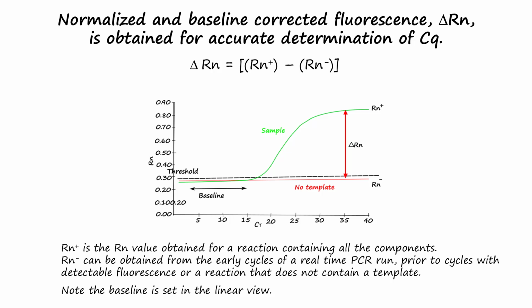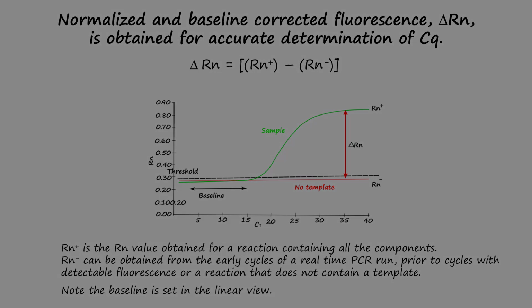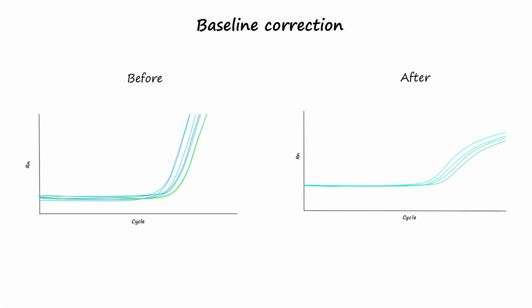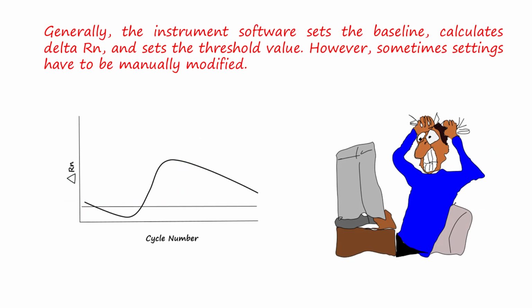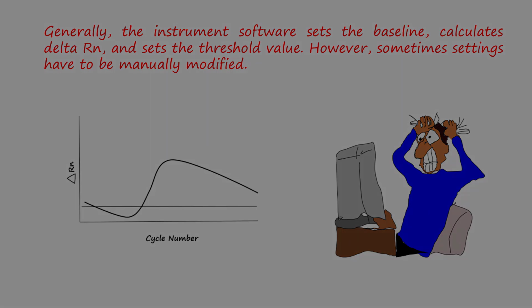So for accurate determination of the CQ, the normalized and baseline corrected fluorescence delta Rn is obtained by subtracting the average fluorescence value detected within the early cycles from the fluorescence value obtained from amplification products. As seen here, the precision of replicates can increase with the use of delta Rn. Generally, the instrument software sets the baseline, calculates delta Rn, and sets the threshold value. However, sometimes settings have to be manually modified.